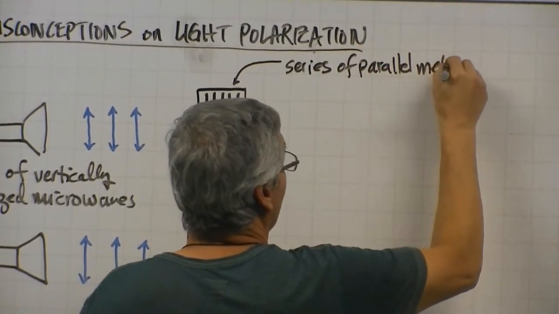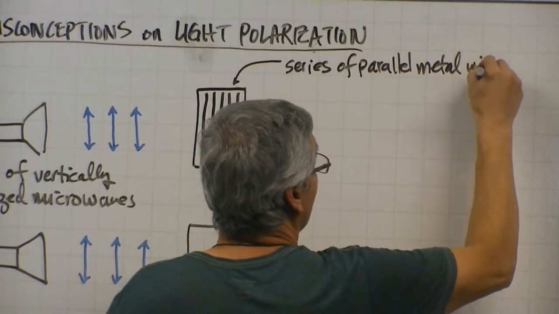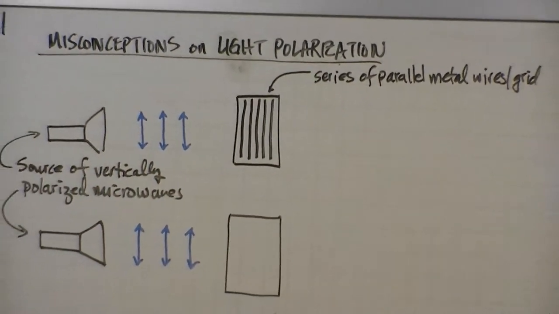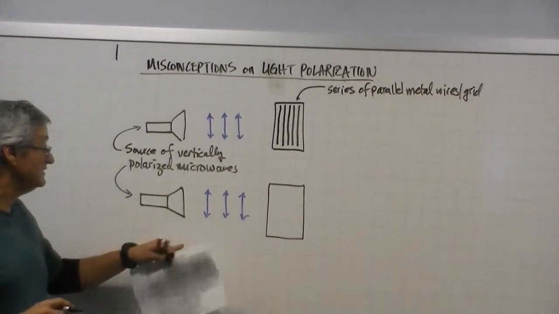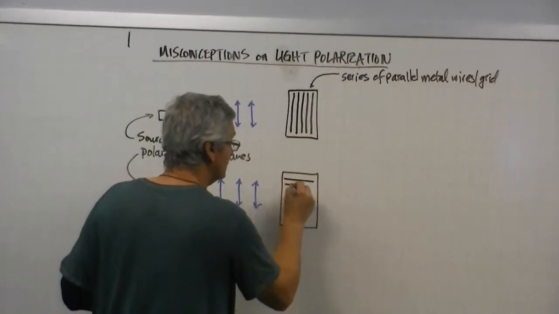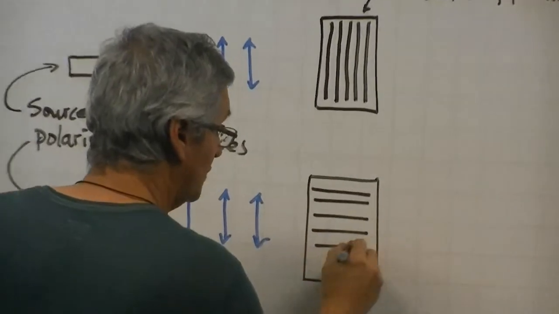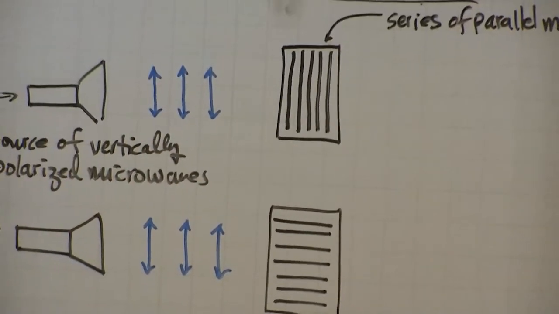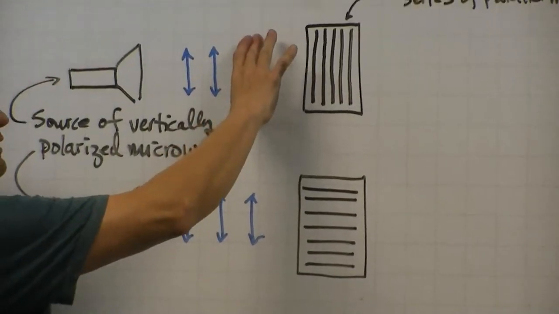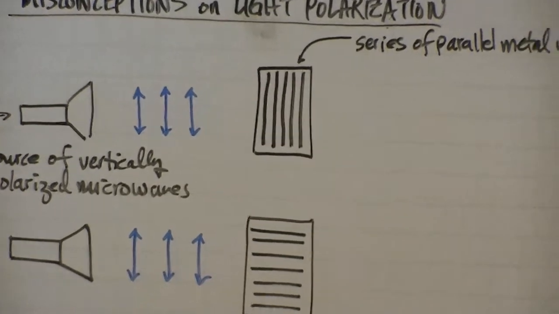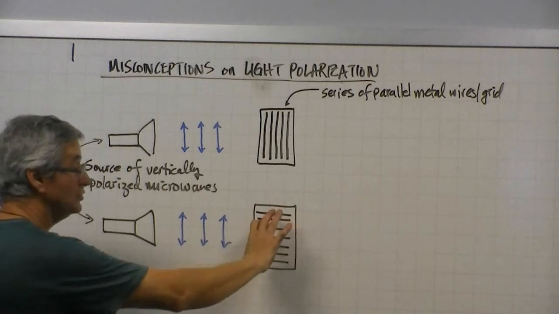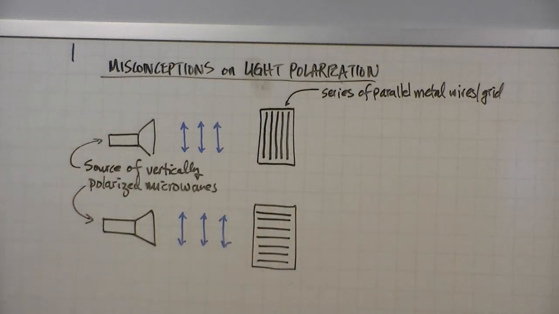So I have a series of parallel metal wires/grids, like a barbecue grill. In this scenario, instead of them being vertical, I'm going to make them horizontal, like this. If I was to look at mechanical waves, the vertical one should go through because the slits are parallel to the grid, whereas these should not go through because they're perpendicular to it.